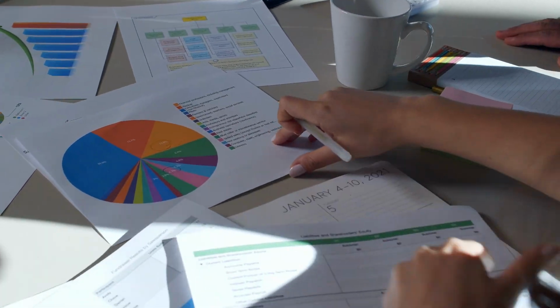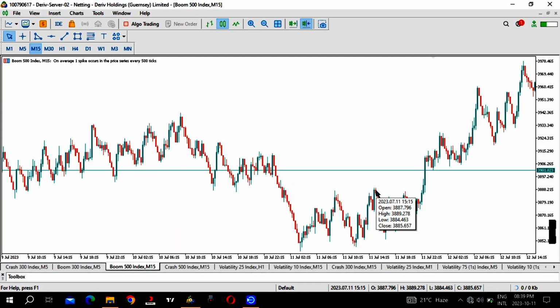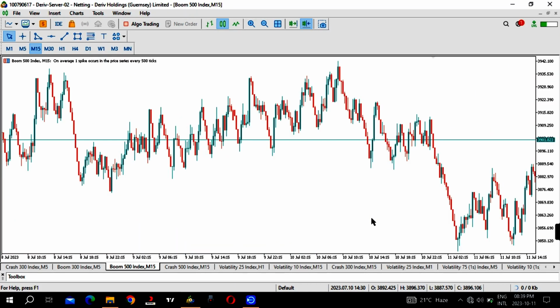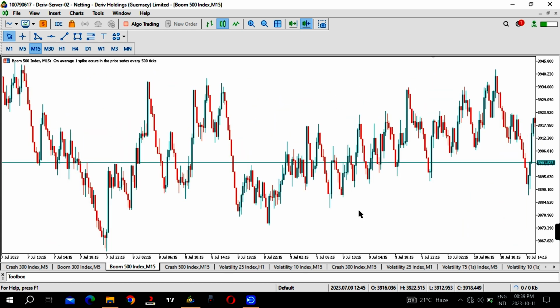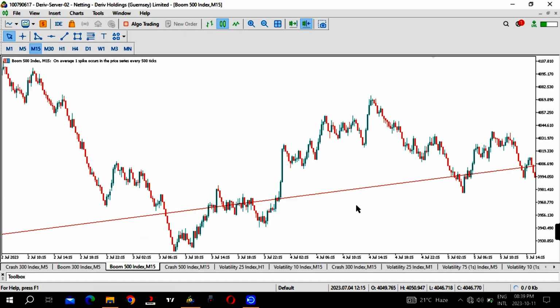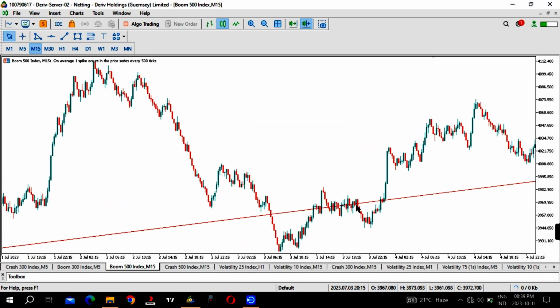Boom 500 is one of my favorite pairs to trade, especially when I'm trading indices. Boom 500 and Crash 500, those are my two favorite pairs. In this strategy, I'm going to be sharing with you a Boom 500 strategy, but it also works for both the 500 series. So whatever works here, most of the time also applies to Crash 500. So it's like a two-in-one strategy.